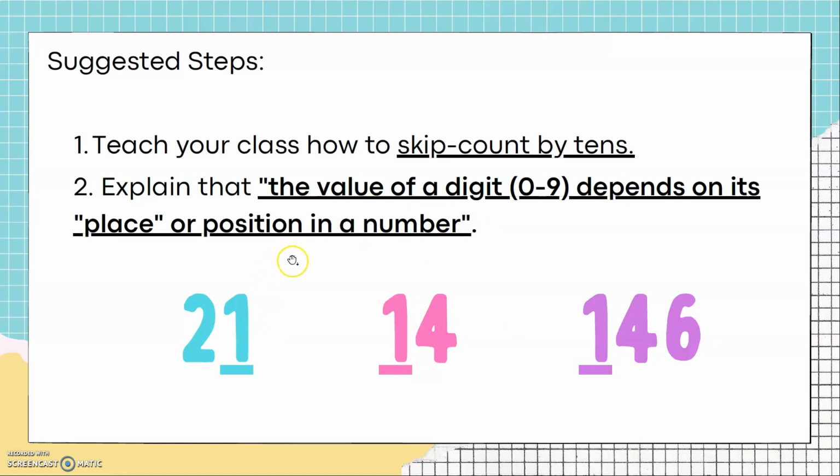Now, going back to the second tip, you must explain that the value of a digit from 0 to 9 depends on its place or position in a number. For example, 21. The underlined digit is 1. And we have the number 14. And the underlined digit is still 1. And in 146, the underlined digit is 1. However, they are in different places. Therefore, they have different values.